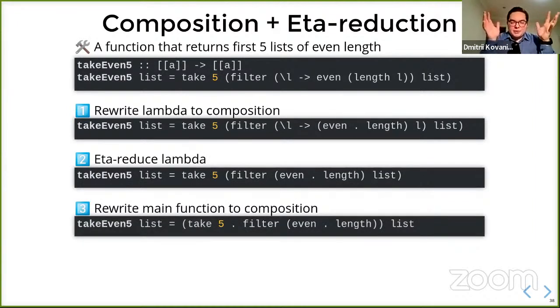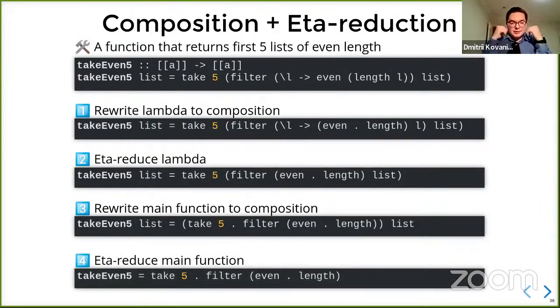Let's apply the composition of filter and take 5 to the list, and we'll see, okay, I can reduce this function again. So basically my take even 5 is the same as the composition of these two functions. And this is the final form of our functions. And I say that we are going to simplify this function.